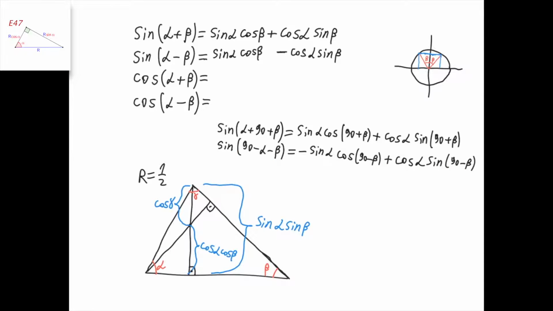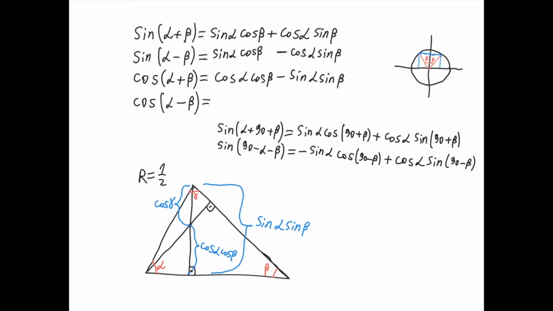And now we know that sine of 90 minus beta equals cosine of beta, and cosine of 90 minus beta equals sine of beta, and sine of 90 minus alpha minus beta equals cosine of alpha plus beta. And so the left-hand side becomes cosine of alpha plus beta, then this here becomes cosine of alpha cosine of beta, which is here, and this part becomes minus sine of alpha sine of beta, which is here. And that's how we got the formula cosine of alpha plus beta equals cosine alpha cosine beta minus sine alpha sine beta.